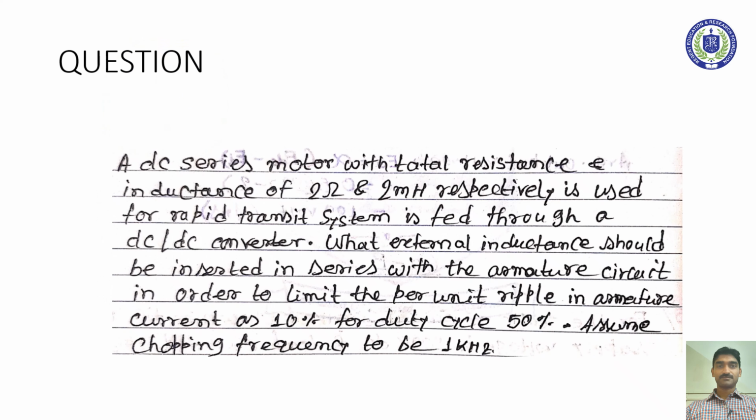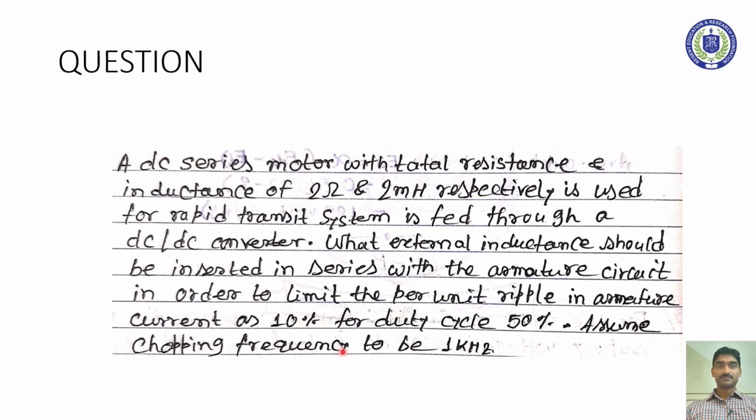Here we have a question: a DC series motor with total resistance and inductance of 2 ohm and 2 millihenry respectively, used for a rapid transit system, is fed through a DC-DC converter. What external inductance should be inserted in series with the armature circuit in order to limit the per unit ripple in armature current to 10% for a duty cycle of 50%? Assume the chopping frequency to be 1 kilohertz.